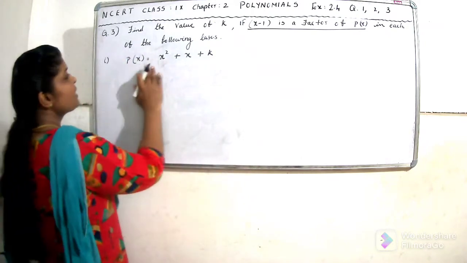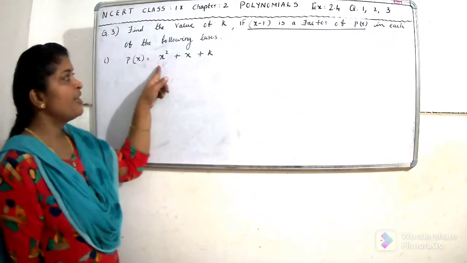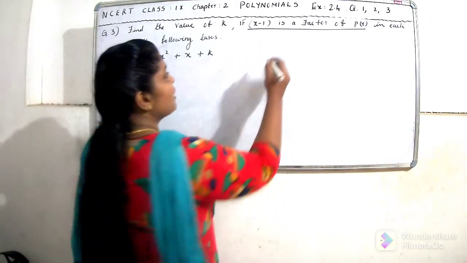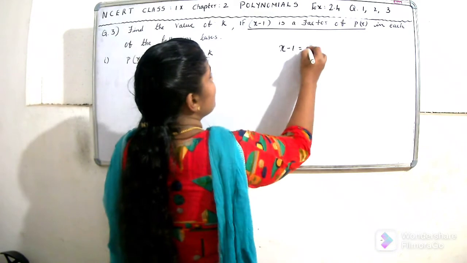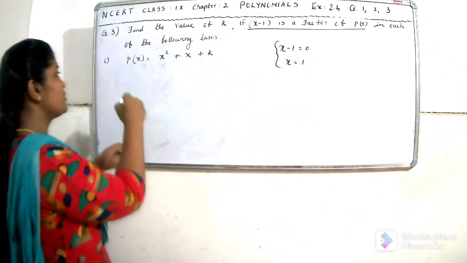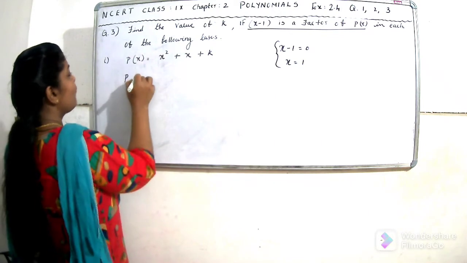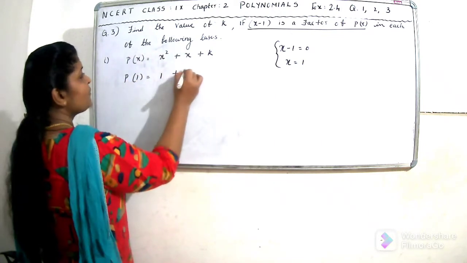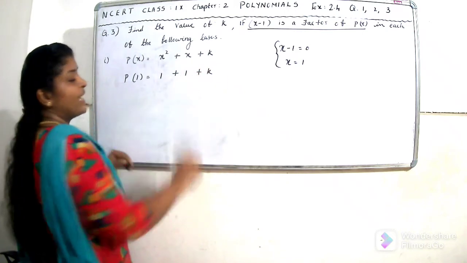So p of x is equal to this. This is the dividend, this is the divisor. So we have to take the zero of the polynomial. x minus 1 is equal to 0, x is equal to positive 1. This value we have to substitute. So p of 1 is equal to 1 square, that is 1 itself, 1 plus k.